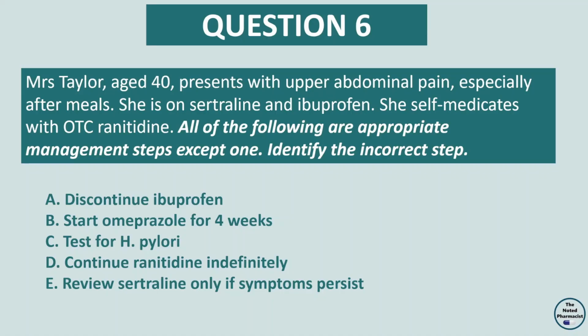Option C, test for Helicobacter pylori. Option D, continue ranitidine indefinitely. Option E, review sertraline only if symptoms persist.